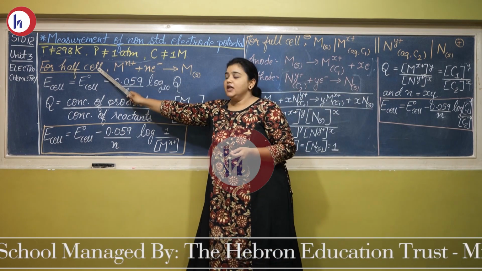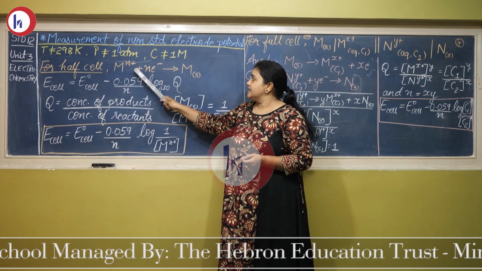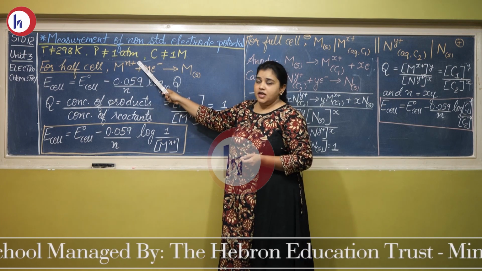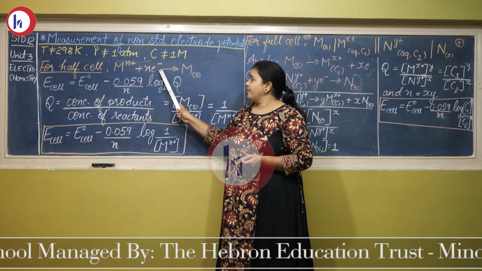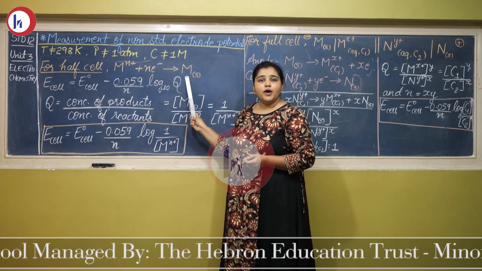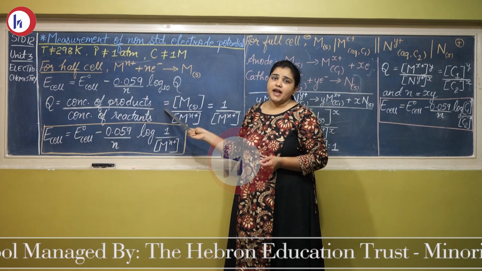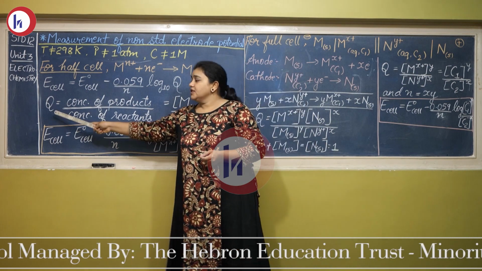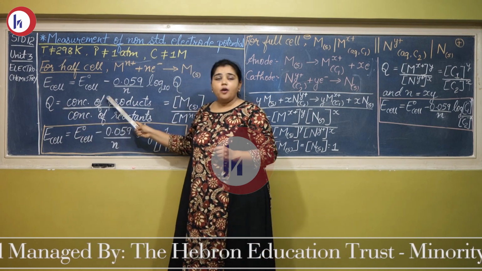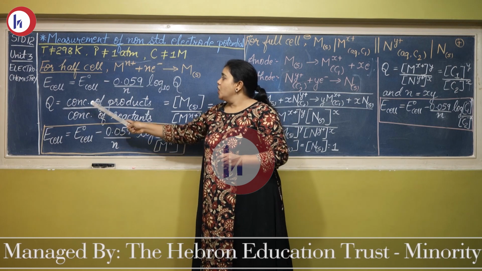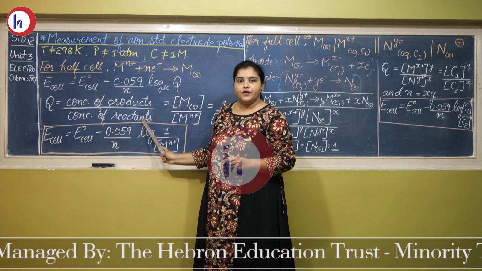Now, for a half cell, we can write the reduction reaction as, if the metal ion is represented as M raised to n plus, where n plus is the charge of the metal ion. When it accepts n number of electrons, it gets converted into 1 mole of metal. Then, in the equilibrium chapter of standard 11th, you have studied that the formula to calculate the reaction quotient Q is equal to the concentration of products divided by the concentration of reactants.